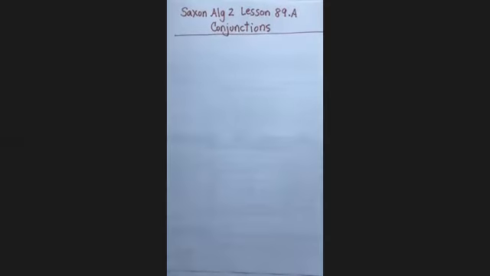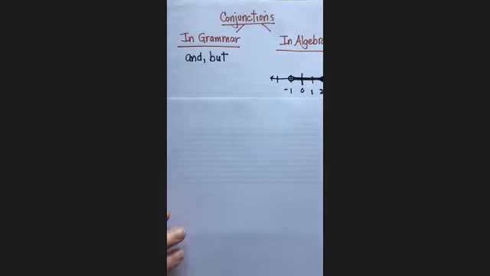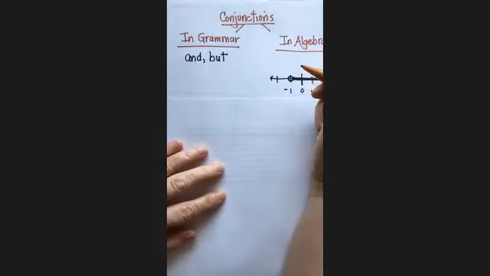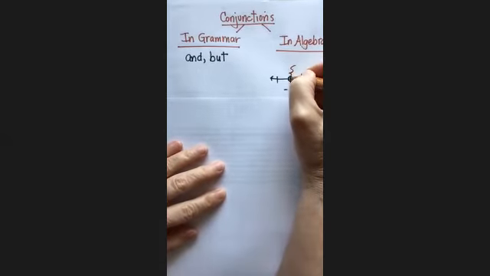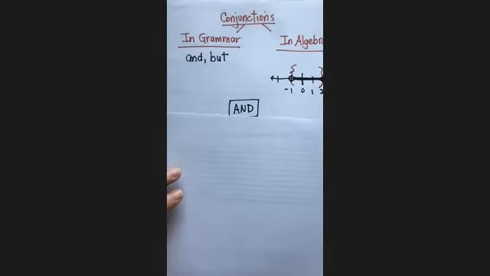Hello, students. This is Saxon Algebra 2, lesson 89.A, conjunctions. In grammar, conjunctions are words like "and" and "but." In algebra, a conjunction is a situation in which there are two or more expressions that bracket the solution set. Algebraic conjunctions use the word "and."